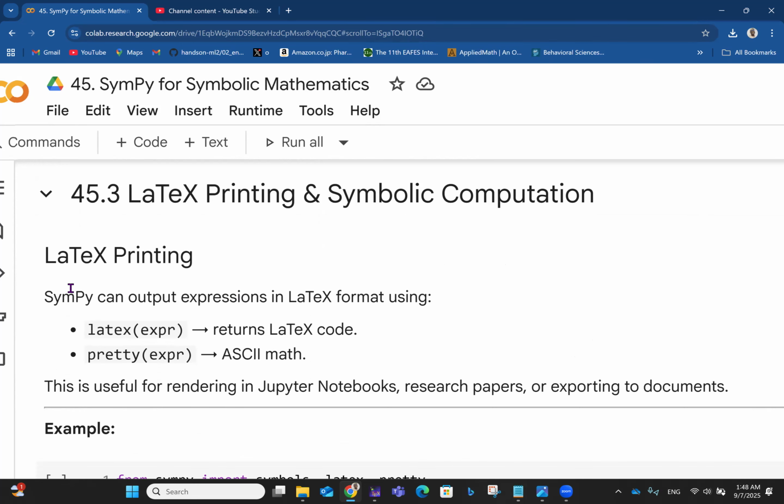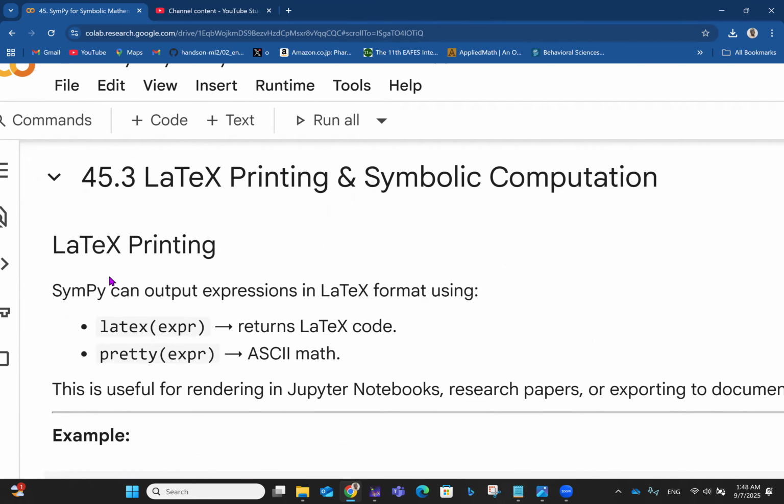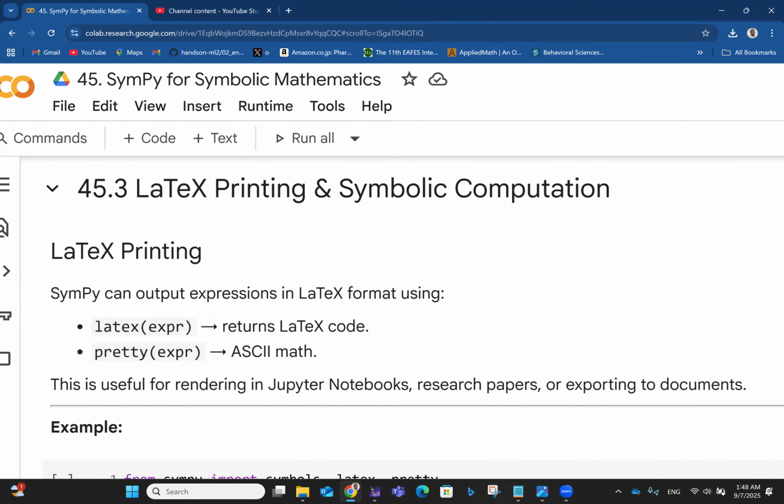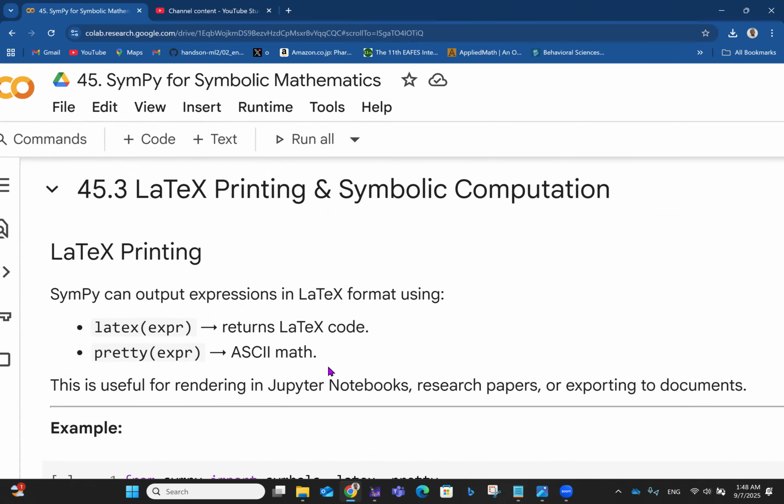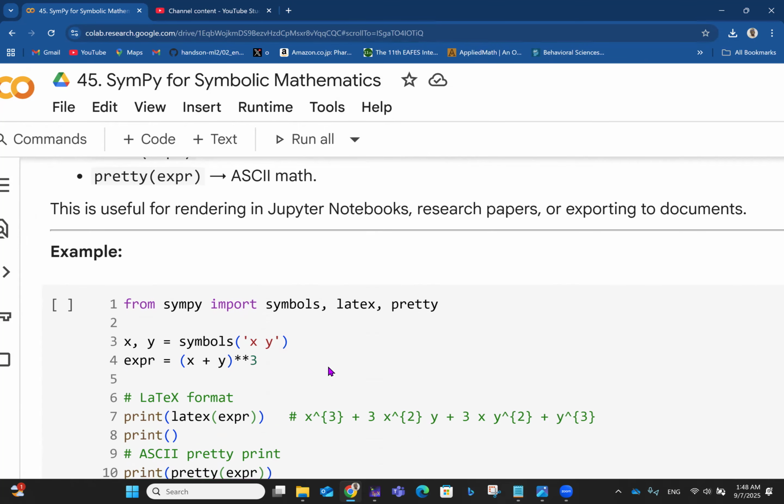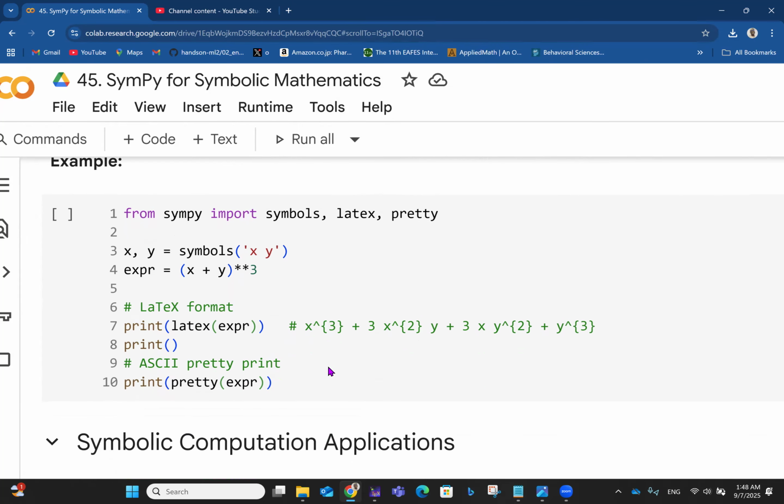So SymPy can output expressions in LaTeX format using latex(expr), and it returns LaTeX code. Then you can also have pretty(expr), and that returns ASCII math. So this is used for rendering in Jupyter notebooks, research papers, or exporting to documents, right? So imagine that you're working with something like that.